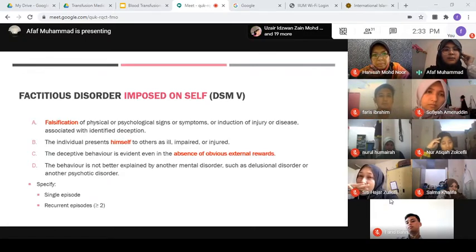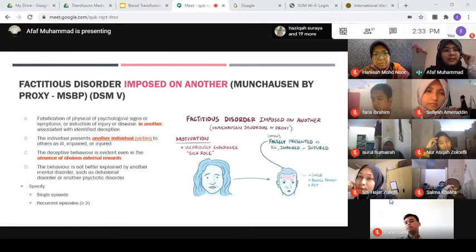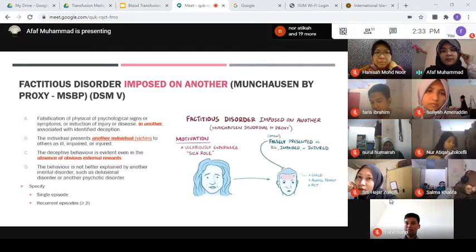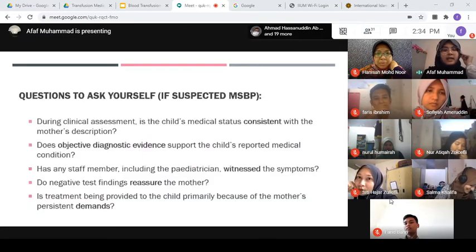Okay. For the imposed on another, Munchausen by proxy, it's the same definition but just a difference in terms of who they do it on. So it's on another person, an individual, who is also known as the victim. So in this case, the mother may make the child, or the aging family member, or somebody assume the sick role.